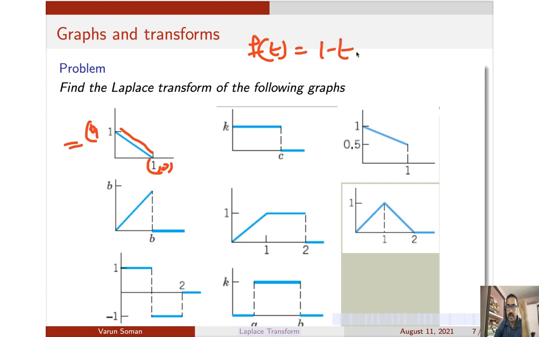Or if you have confusion, you can write it in Cartesian coordinates. When you write the equation of this line, it will simply be x plus y is equal to 1. So if you put x as t, you will get y as simply 1 minus t. That is how I write this one. Similarly, this one I can write as f of t is simply k, where the interval varies from 0 to c. I hope you can understand this equation.